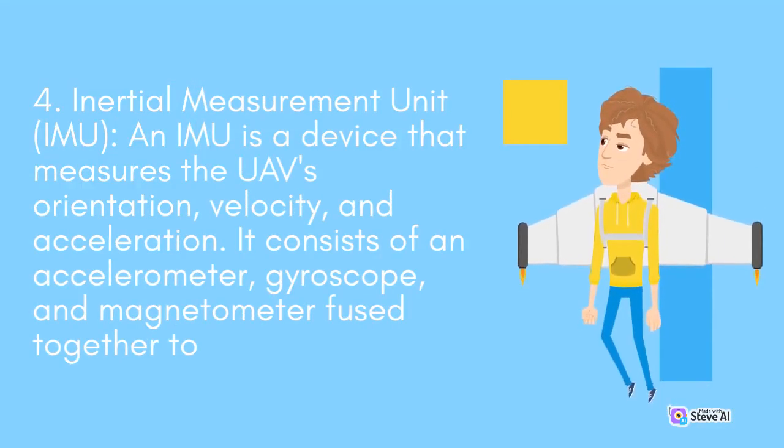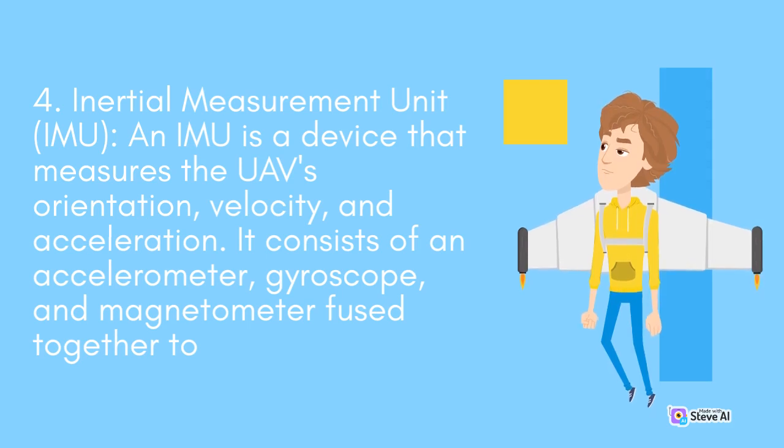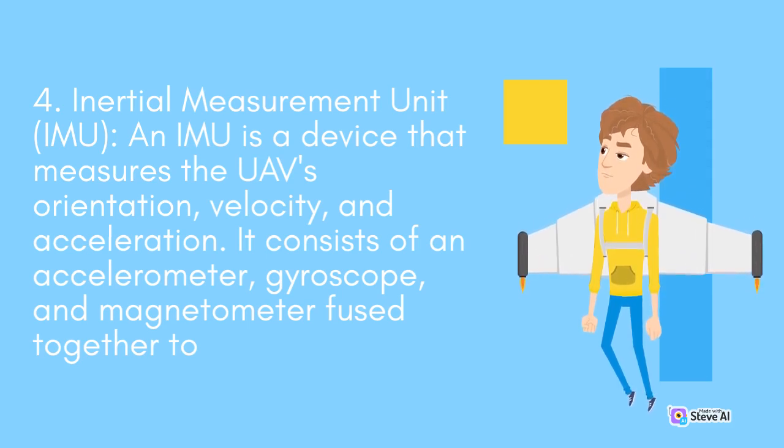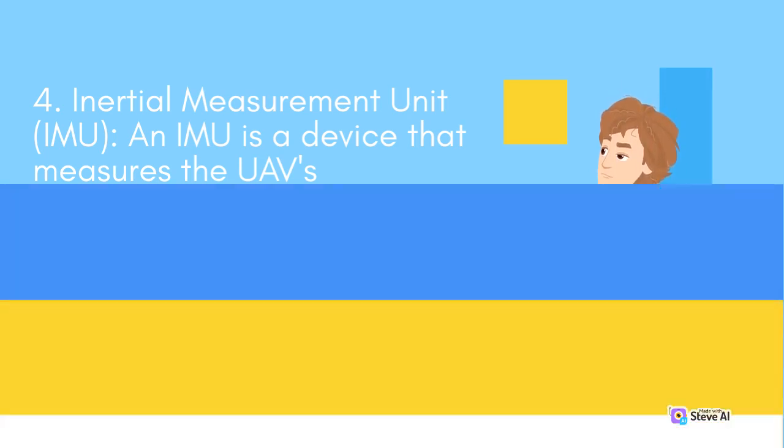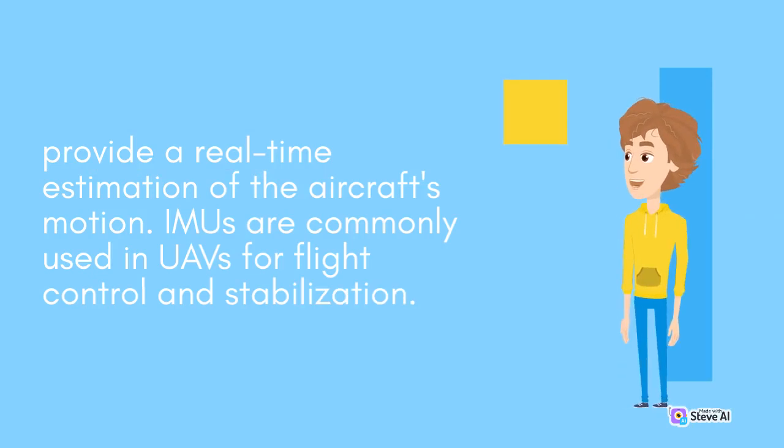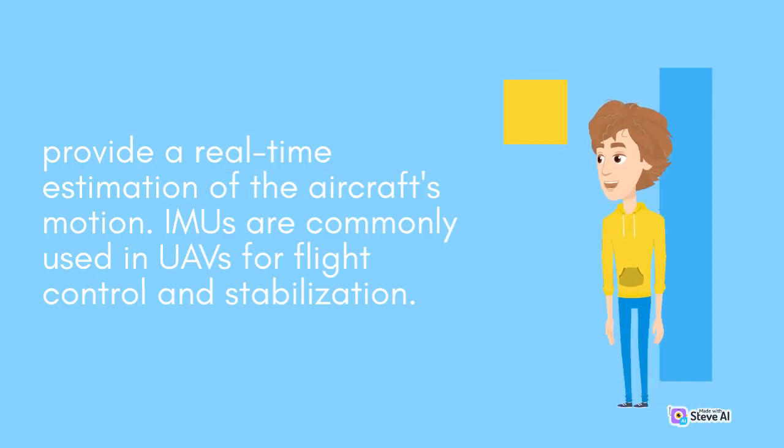4. Inertial Measurement Unit, IMU. An IMU is a device that measures the UAV's orientation, velocity, and acceleration. It consists of an accelerometer, gyroscope, and magnetometer fused together to provide a real-time estimation of the aircraft's motion. IMUs are commonly used in UAVs for flight control and stabilization.